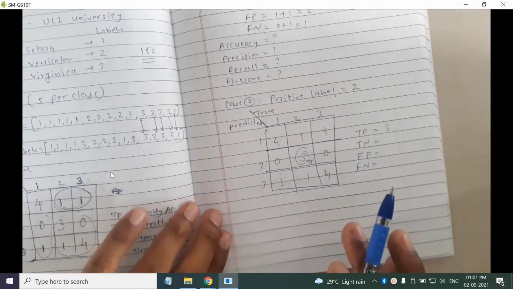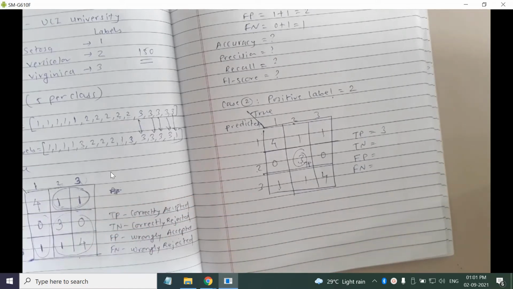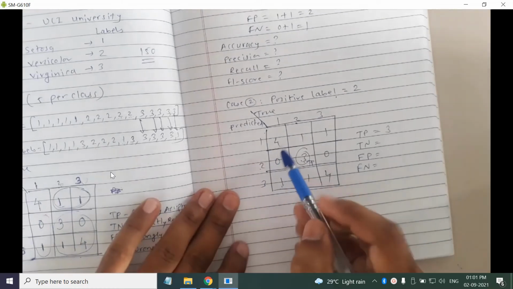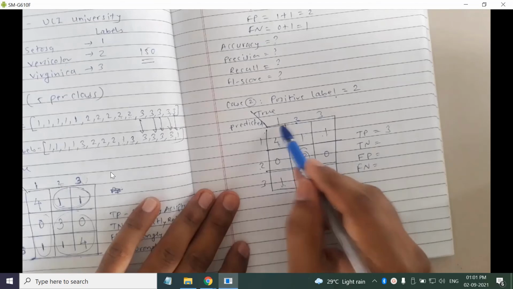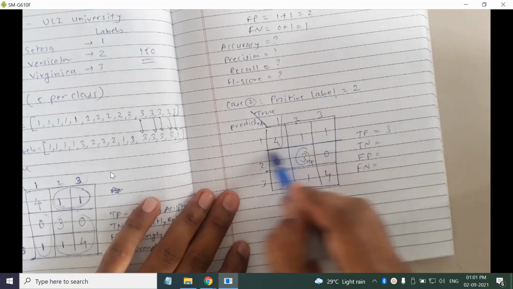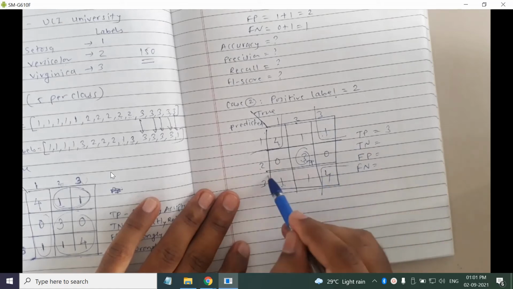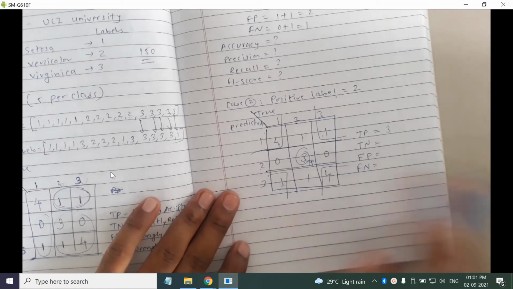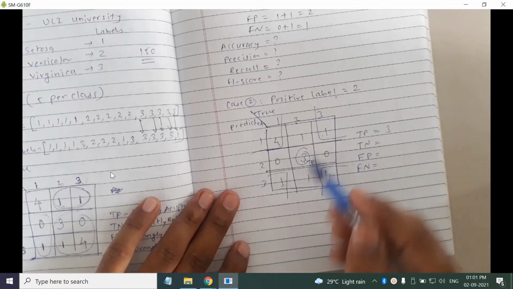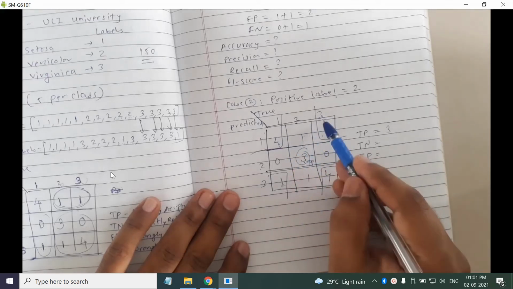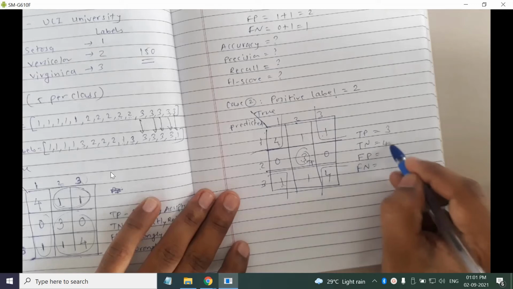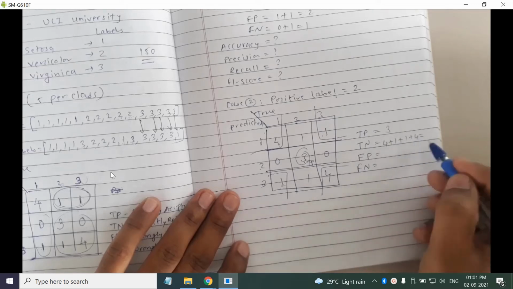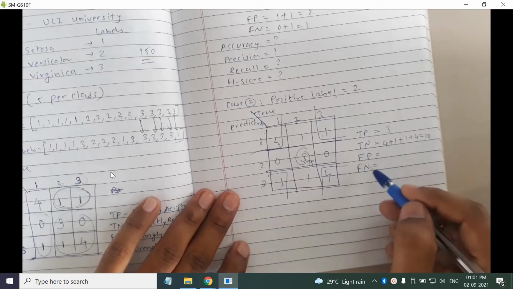Correctly rejected. 4, 1, 1 and 4. Yes, 4, 1, 1 and 4. Okay, in this case 1 and 3 are negative. So this one and this 4 are correctly rejected, right? The label is negative and in the output also we are getting negative. So it would be 4 plus 1 plus 1 plus 4, so 10.